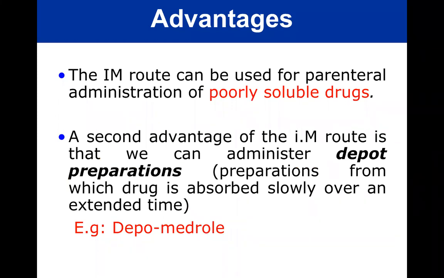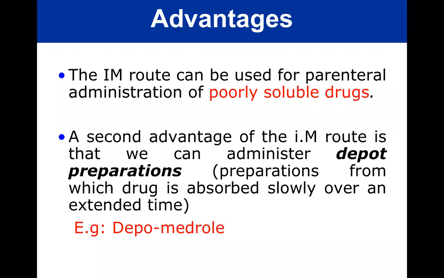The advantage of the IM route is that it can be used for parenteral administration of poorly soluble drugs. If the drug is poorly soluble and we administer it through IV, there will be a precipitation of this drug inside the vessels and it may lead to two important side effects. First one, occlusion of the vessel, and second one, a thrombus that can be transmitted to important vessels like that of the brain or the heart.